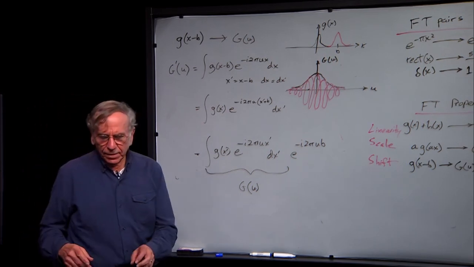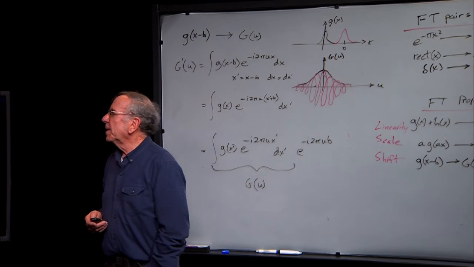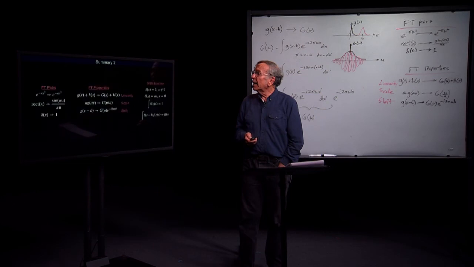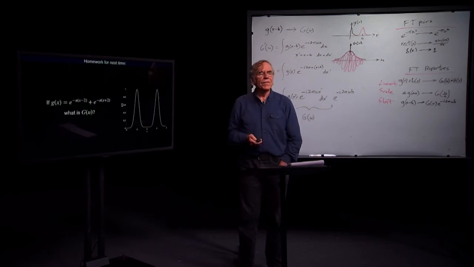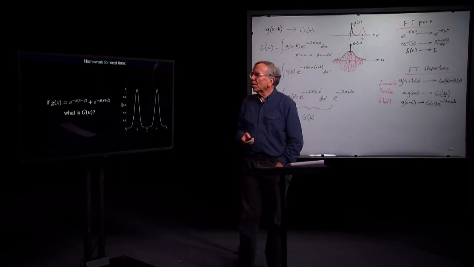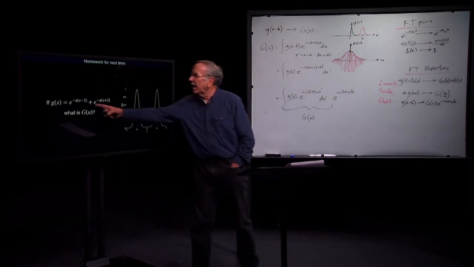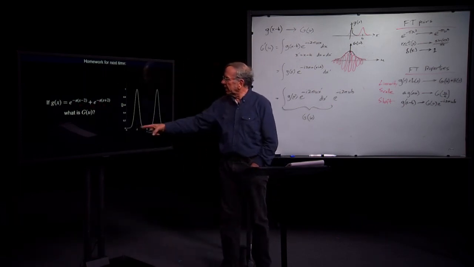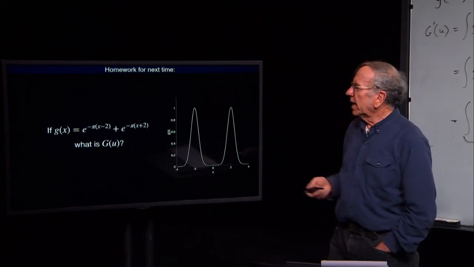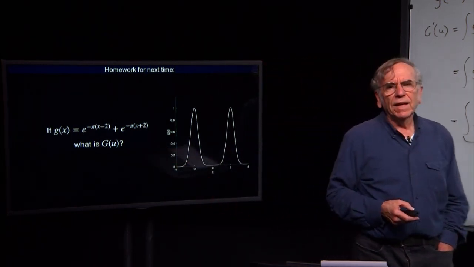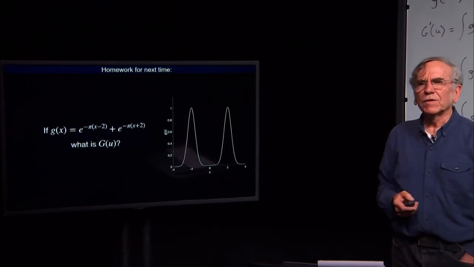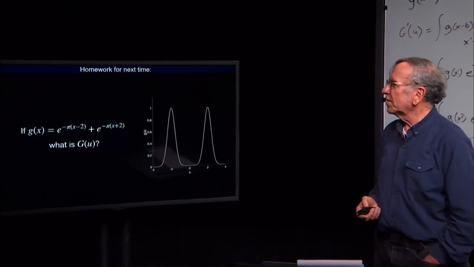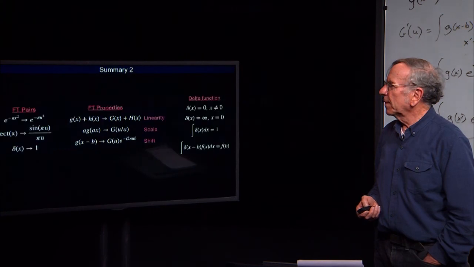So with that, we've defined some Fourier transform pairs, and we've worked out a few Fourier transform properties. And I don't think that you can really make good use of mathematical concepts like this unless you do something with them. So I've made up a little homework problem. Let's suppose that our g of x is actually just the sum of 2 of these Gaussians. Each one is displaced by 2 units from the origin. And I want to know what G of u is. We'll talk about the answer to this next time. So see if you can work this out. You can do this just making use of the linearity and the shift properties of the Fourier transform.